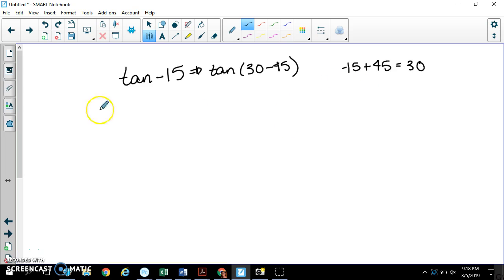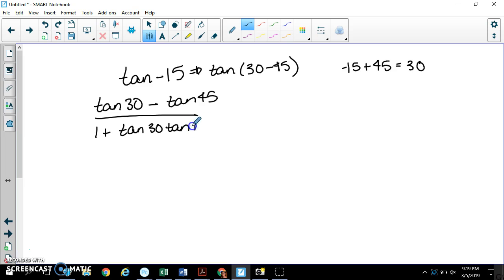All right. So I'm going to take this and put it in the equation. So I've got tangent 30 minus tangent 45 over 1 plus tangent 30 times tangent 45. And remember, since I'm subtracting, it's important that what I put in here does in fact equal this, and it does. If I had done 45 minus 30, I would have gotten the wrong answer to begin with, because that would have been positive 15.